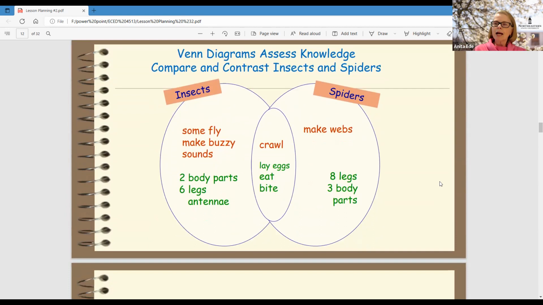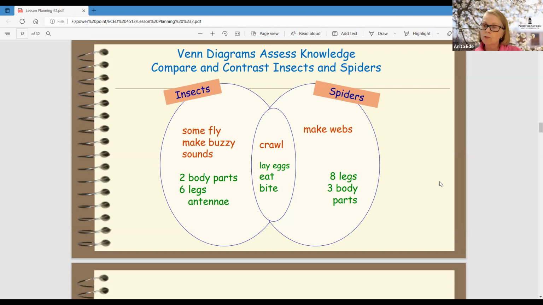You know, the Venn diagrams, I don't recommend them when you're working with 4s. Probably not even 5s. I used to do this from first grade on up. For a Venn diagram, you have to contrast and compare 2 things that they already have some information about, at least a little bit. Like, for instance, here, doing a unit on insects and spiders. You know, spiders are arachnids, so they're going to be a little different.